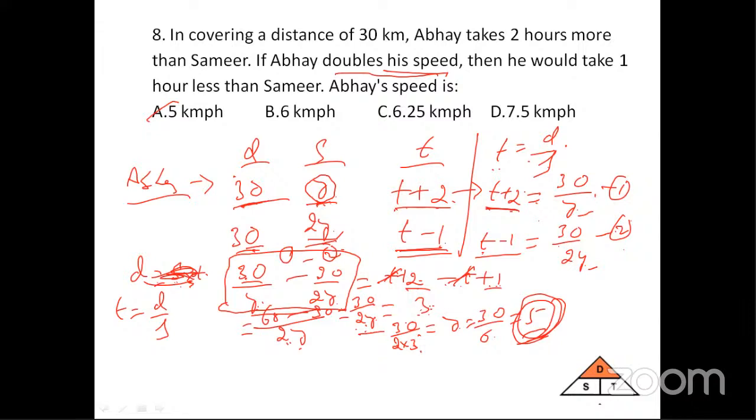Okay. So sometimes when the logic is slightly twisted, you may have to write it down and do it. T is equal to d by s, or d is equal to s into t. We have to try it out. Okay, I hope it is clear now.